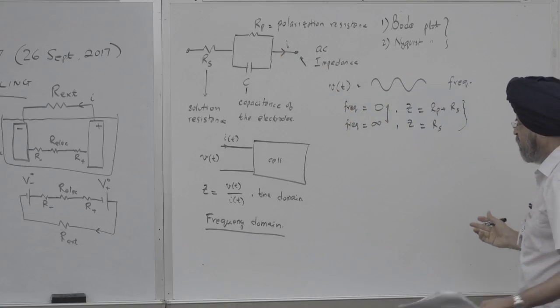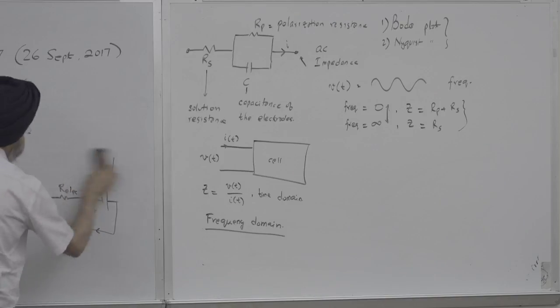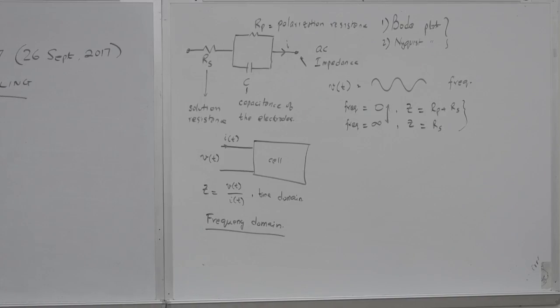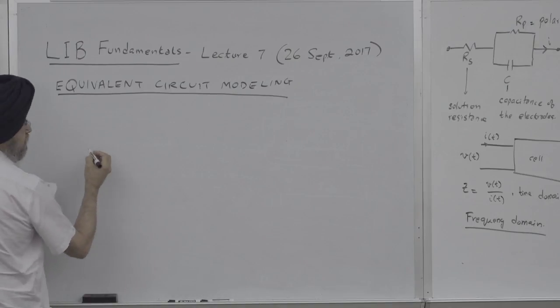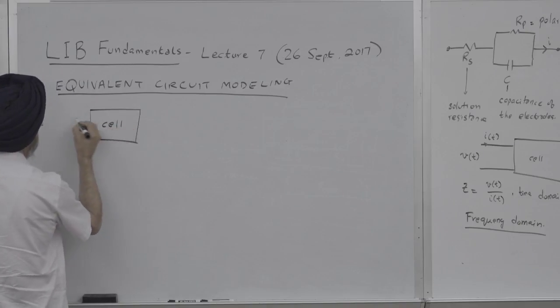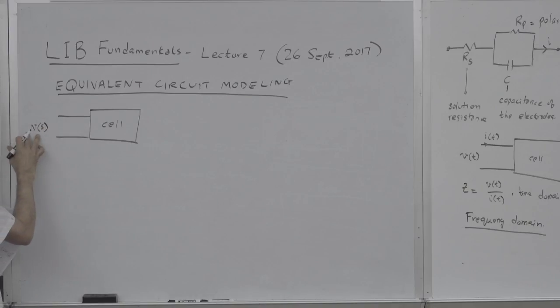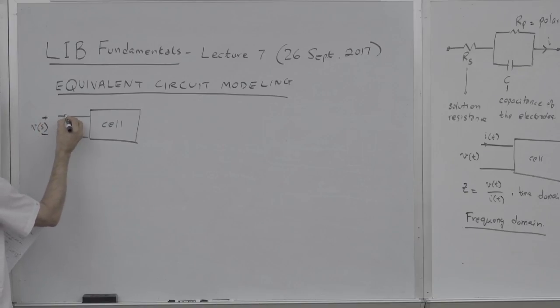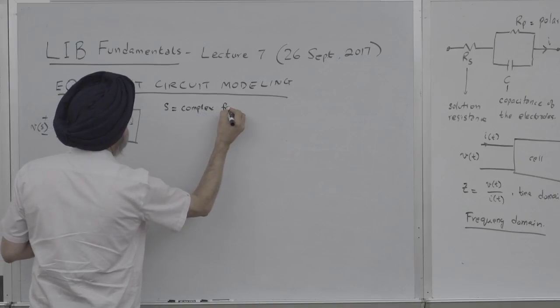As a first step, let's plot the Bode plot of this circuit. Again, we have our battery cell. We are applying a voltage, but now at many different frequencies, and we're measuring current at the same frequency. So I've drawn S. Now what is this S thing? S is complex frequency.